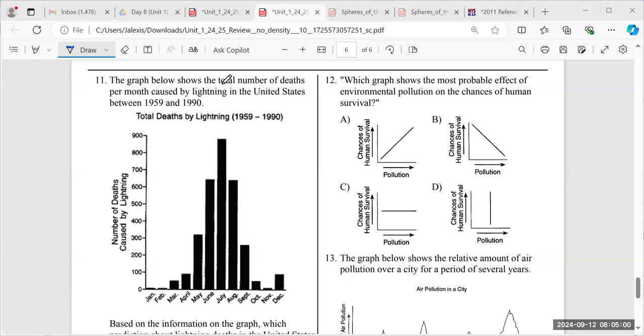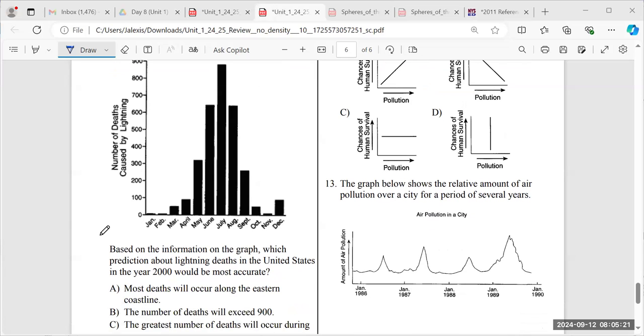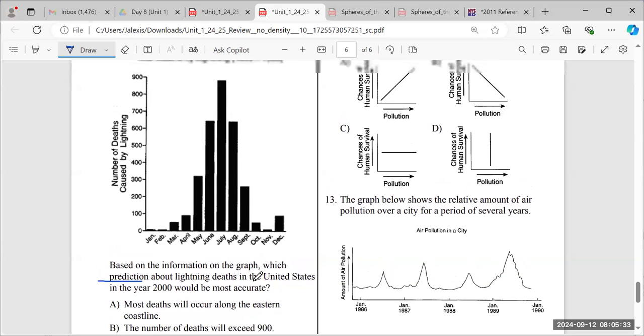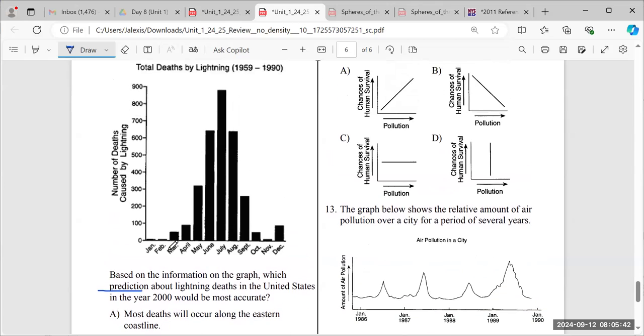Number 11. The graph below shows the total number of deaths per month caused by lightning in the United States between 1959 and 1990. So when I look at the chart, the number of deaths caused by lightning, and these are the months. It says, based on the information on the graph, which prediction about lightning deaths in the United States in the year 2000 would be most accurate? Okay, based on the graph given. A, it says most deaths will occur along the eastern coastline.